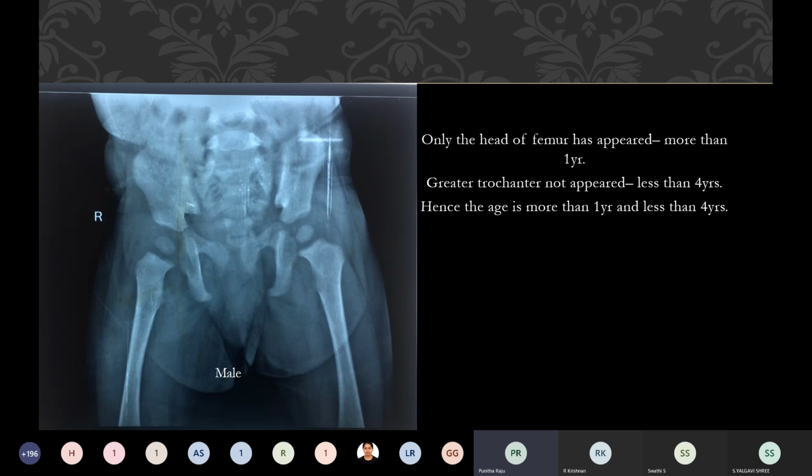Okay, and this is a male one. You can see some amount of scrotal shadow here. So that is the reason it is a male X-ray.